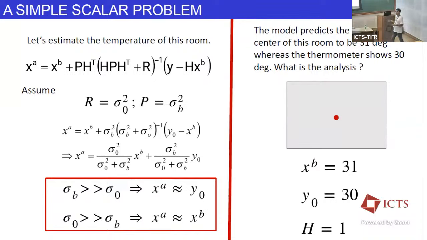In most common scenarios, what you will have is this. Okay? Your model analysis will be a combination of your background and the observation, both of these terms multiplied by a weighting function. Okay?